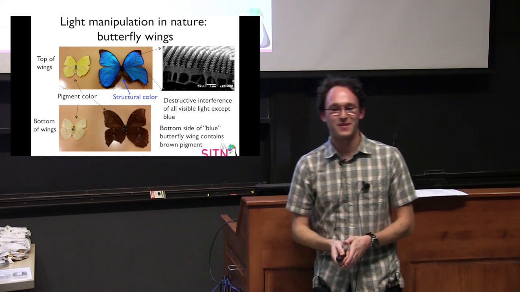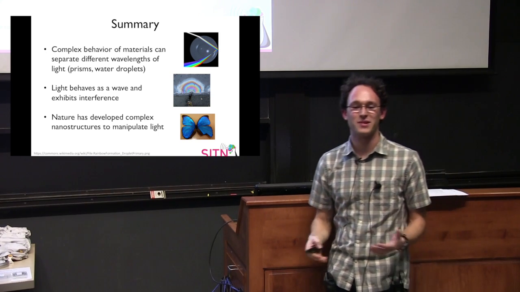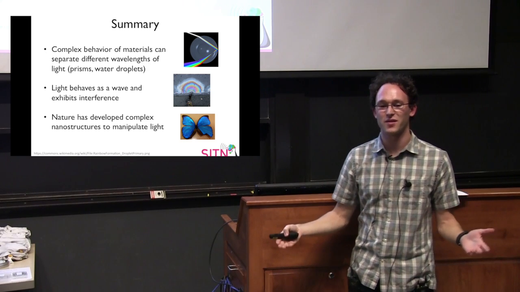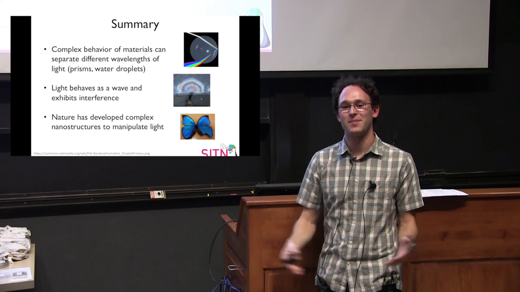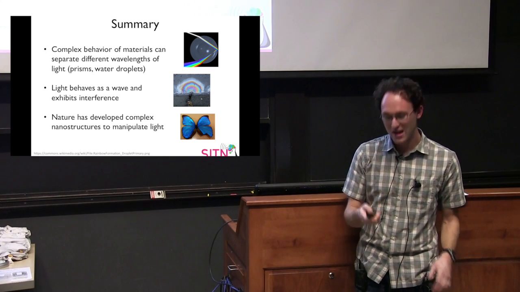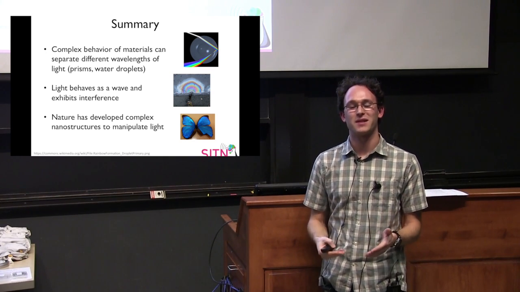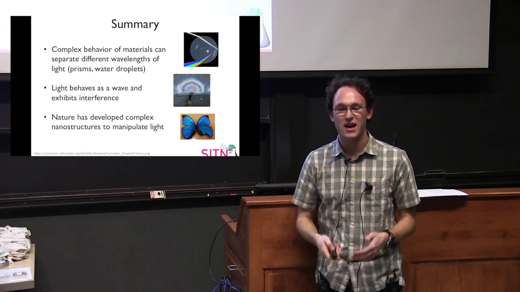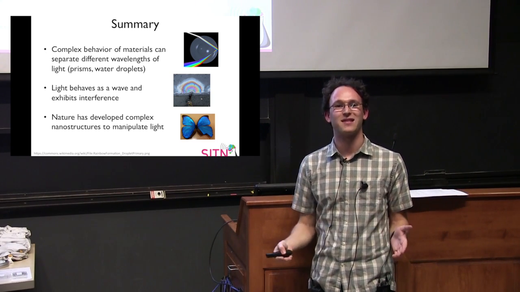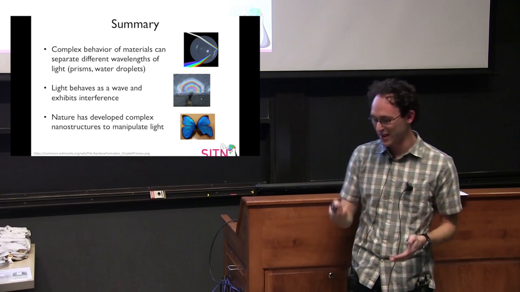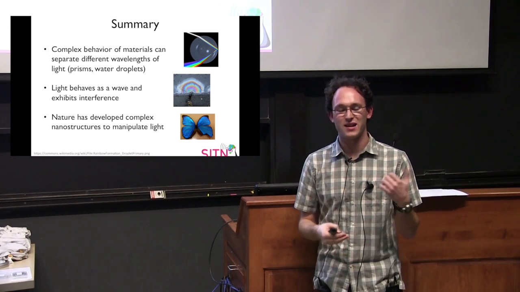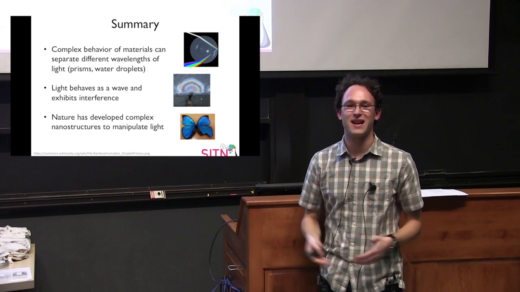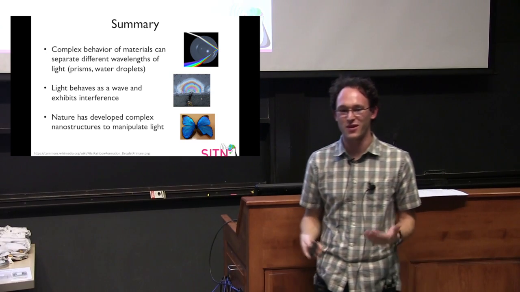So to summarize what we've talked about in this section, the complex behavior of materials allows you to separate white light out into the constituent colors of the rainbow, so you get prisms and water droplets to give you beautiful rainbow colors. Light, because it's a wave, can actually interfere with itself, and you can see this from thin films like oil slicks on the ground. And nature has actually developed complex nanostructures to manipulate light to give you these iridescent blue colors. And in the next section, Christine's going to talk about how we want to try to mimic these things in nature to have light do what we want it to do for our purposes.